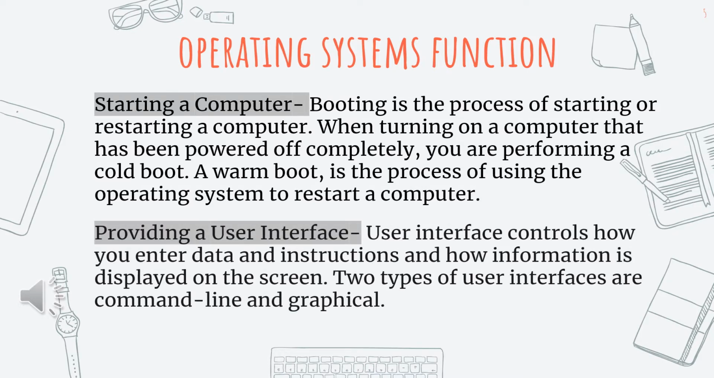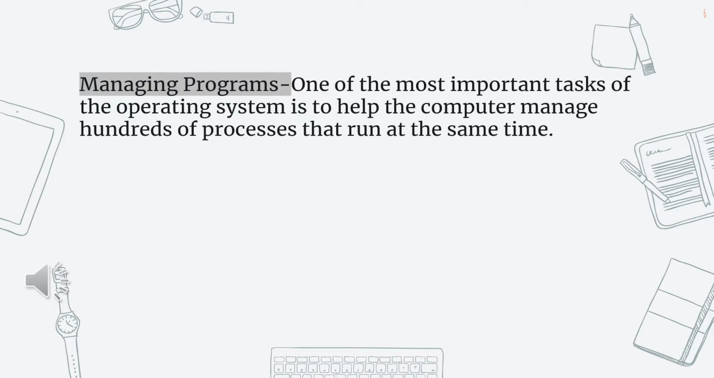Providing a user interface. User interface controls how you enter an instruction and how information is displayed on the screen. There are two types of user interfaces, the command line and the graphical. Managing programs. One of the most important tasks of the operating system is to help the computer manage hundreds of processes that run at the same time.